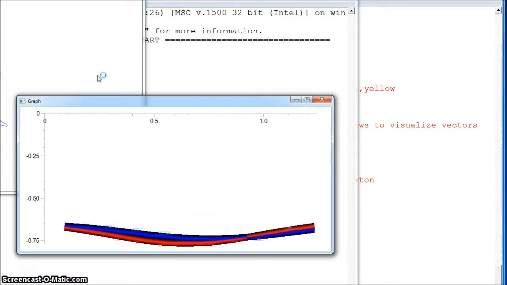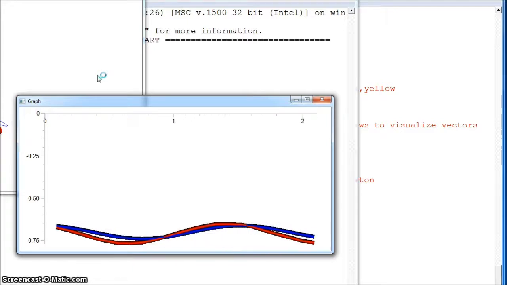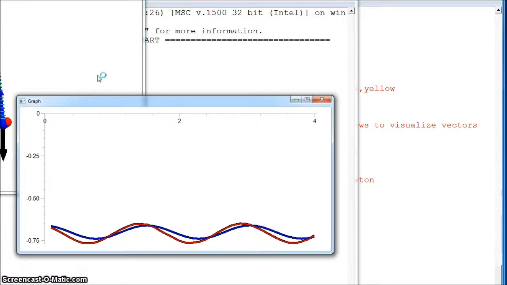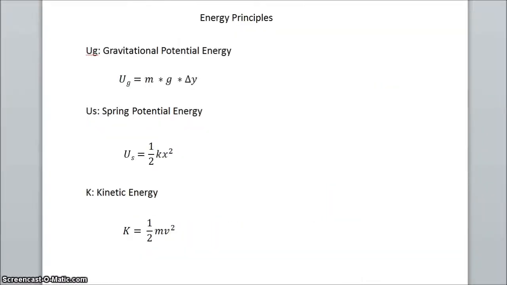Here we see that there's a close oscillation, but there is a slight deviation between the red line, which is our observed data, and the blue line, which is our model. Next, we will plot the energy changes in the model. There are three types of energy in this system. First, gravitational potential energy, which is equal to the mass times the gravitational constant times the change in the y position. Second, the spring potential energy, which is equal to 1/2 times the spring constant times the stretch squared. And third, kinetic energy, which is equal to 1/2 times the mass of the ball times the velocity squared.